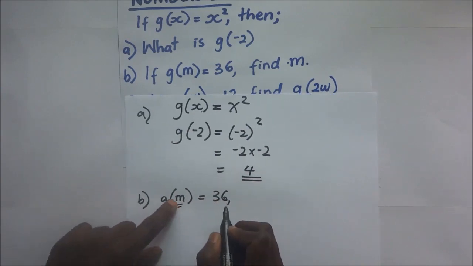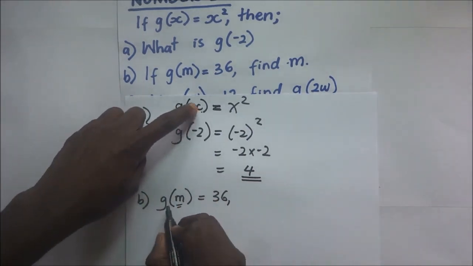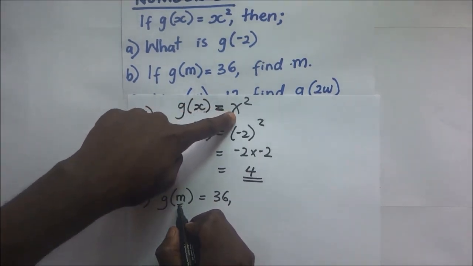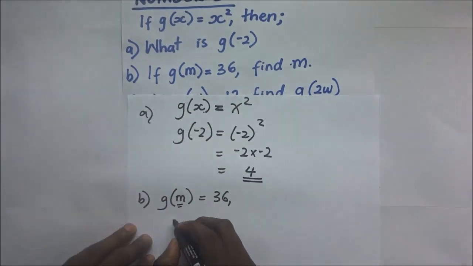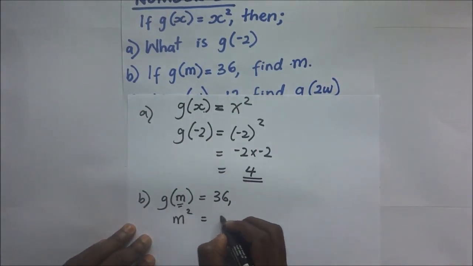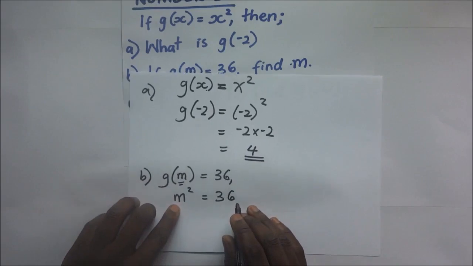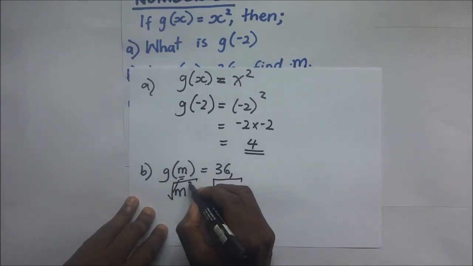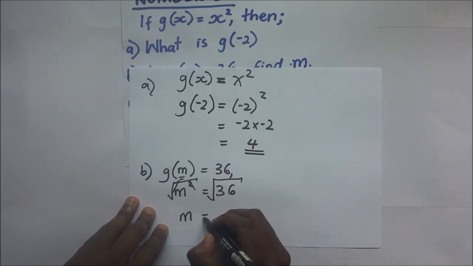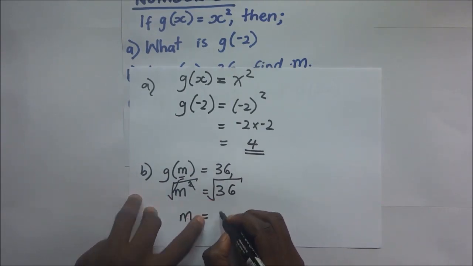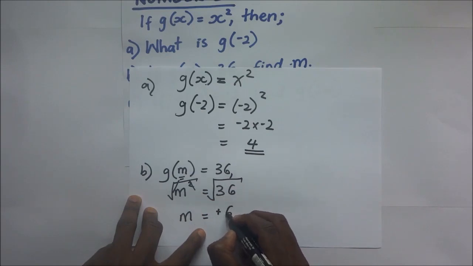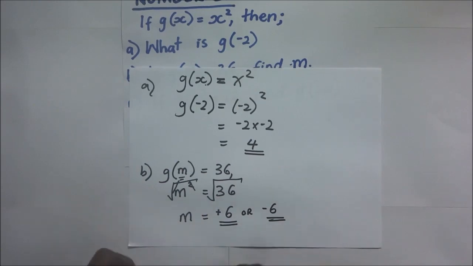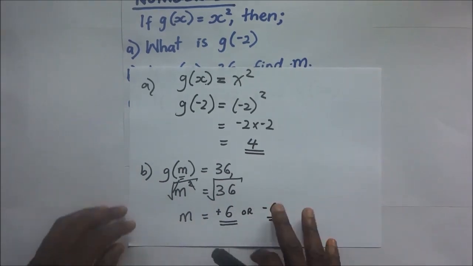So in this expression g of x, our value of x has become m. It means that m squared is the same as 36. To find the value of m, we find the square root on both sides. M becomes the square root of 36, which is either a positive 6 or a negative 6. So the values of m are actually 2. That is our part B.